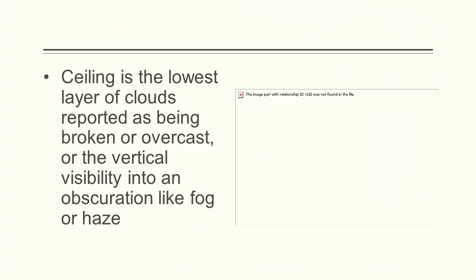Ceiling refers to the lowest level of clouds reported as being broken or overcast. Ceiling is important to remote pilots since low clouds can appear below 400 feet. Keep in mind that FAA regulations require that drones be flown via line of sight. If the ceiling is below 400 feet, the altitude at which the drone can legally be flown is reduced.